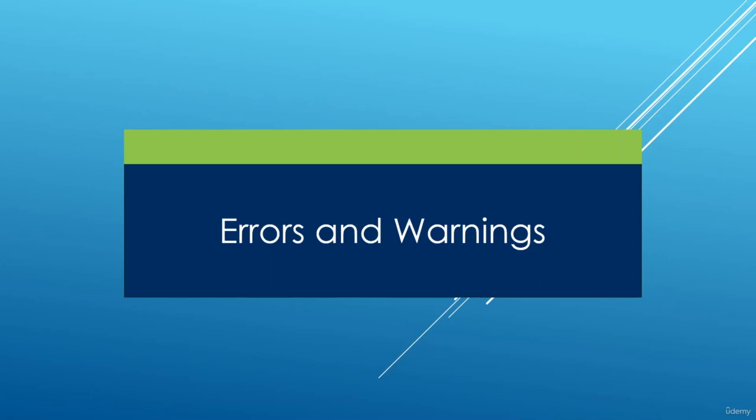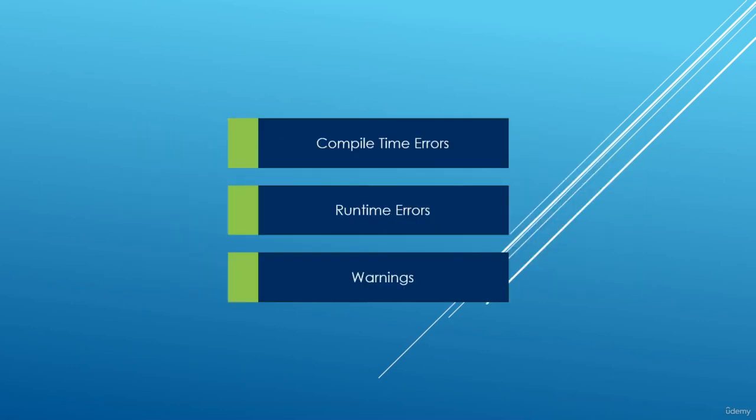In this lecture, we're going to learn about errors and warnings in your C++ programs. There are three kinds of errors or warnings you can get. You can get compile time errors, you can get runtime errors, and you can get warnings. But what is really meant by these things?